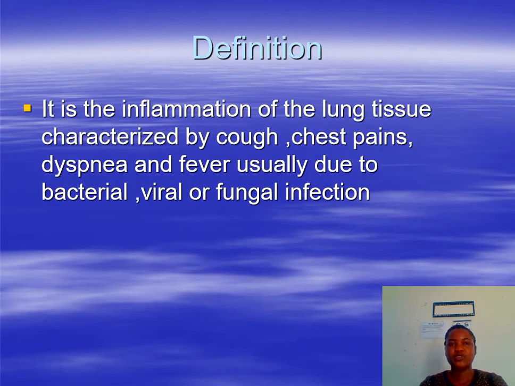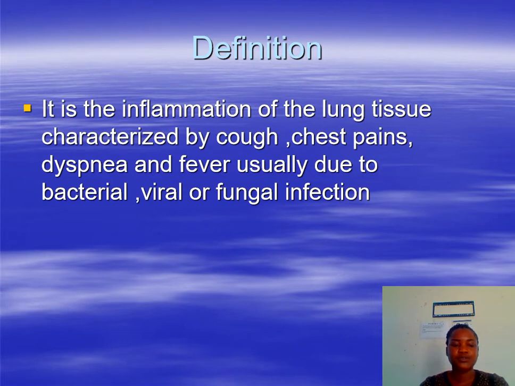So what is pneumonia? How can we define pneumonia? Pneumonia is the inflammation of the lung tissue characterized by cough, chest pains, dyspnea, and fever, usually due to bacterial, viral, or fungal infections.